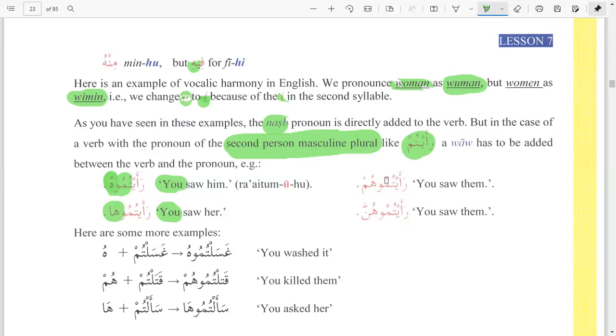ra'aytumuhum, you saw them. So this them is hum. Ra'aytumuhunna, you saw them. Hunna we use for the feminine. Hum for masculine and hunna for the feminine. You saw them.